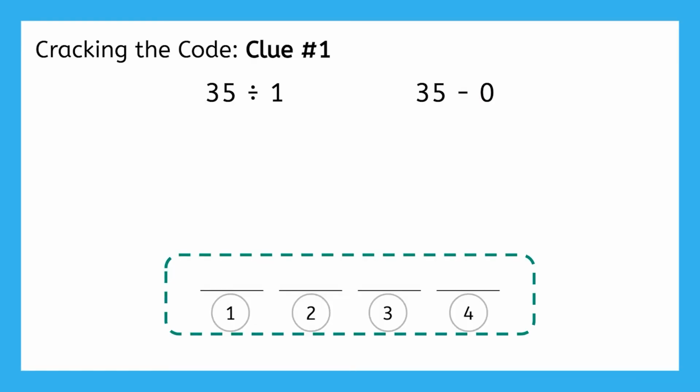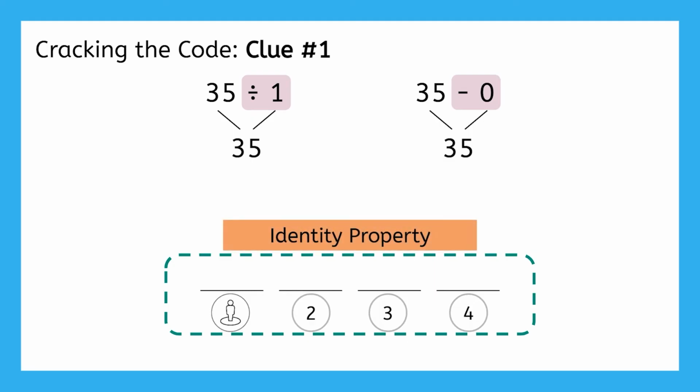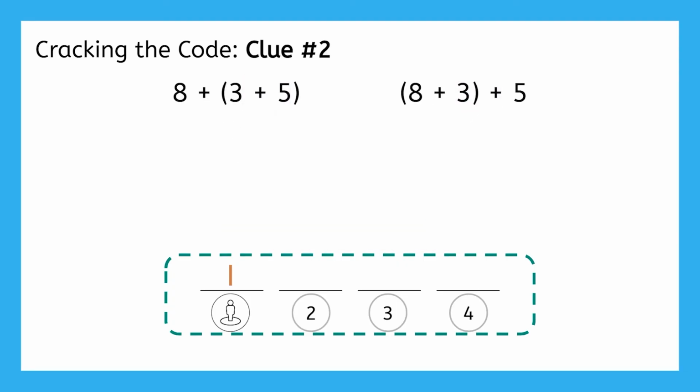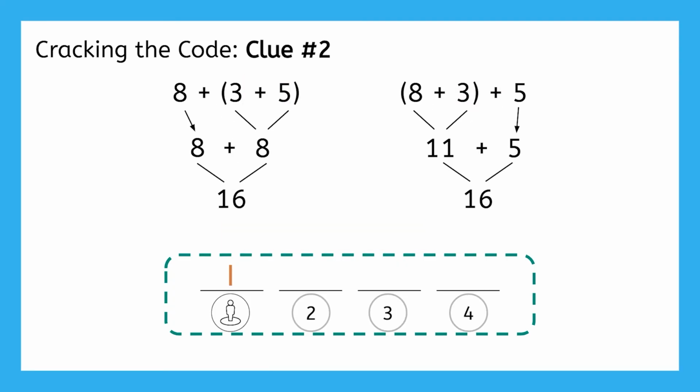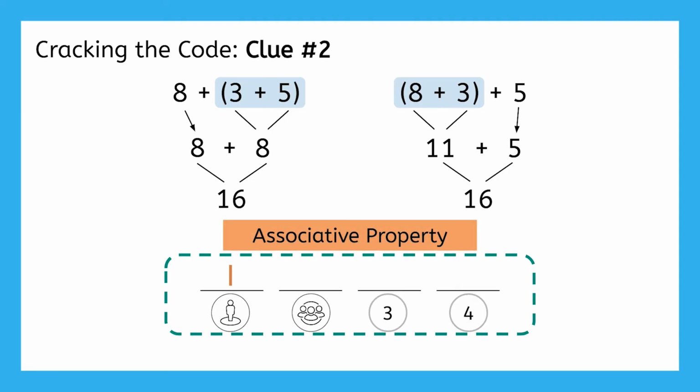Check your code. In the first clue, both expressions show the value of 35 being unchanged by dividing by 1 and subtracting 0. These expressions are equivalent because of the identity property. So the first letter of the combination is I. In the second clue, both expressions add the same numbers and simplify to 16, but the parentheses move, changing the group. So they're equivalent because of the associative property. That means the second letter of the combination is A.